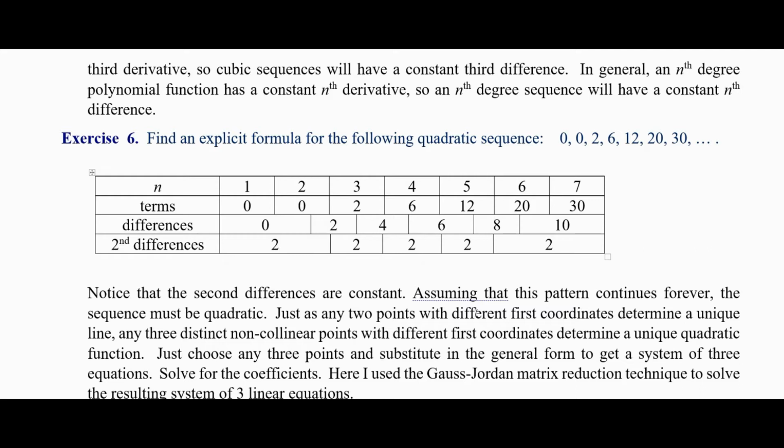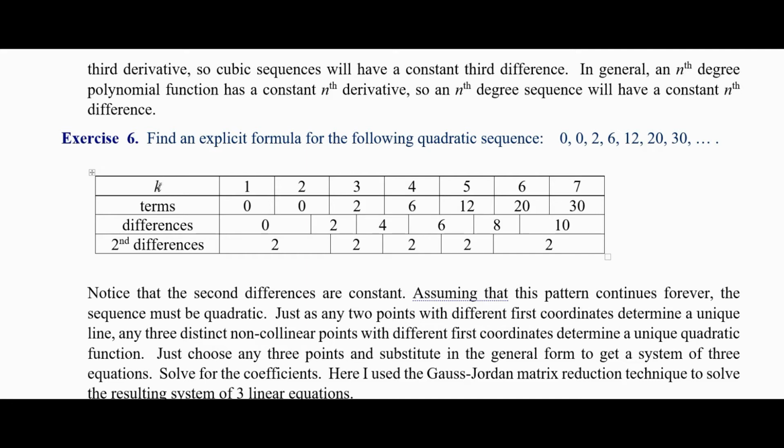Find an explicit formula for the following quadratic sequence: 0, 0, 2, 6, 12, 20, and 30. Now I said it was quadratic. How can we tell it is? We could find the differences. So the terms there are written out, 0, 0, 2, 6, 12, 20, 30. The x's or inputs are n, or actually I usually prefer to use k: 1, 2, 3, 4, 5, 6, 7.